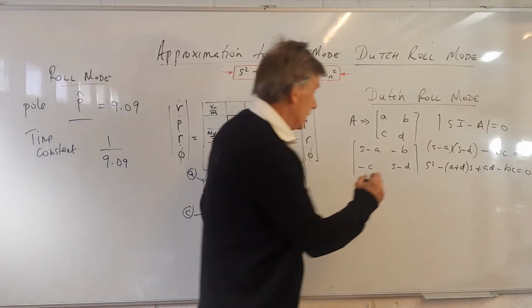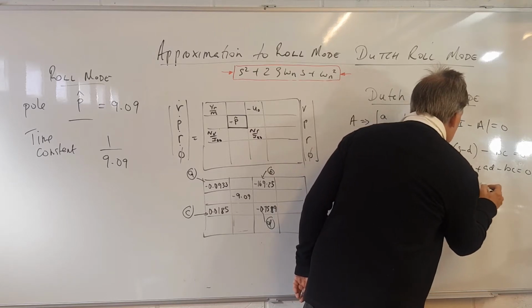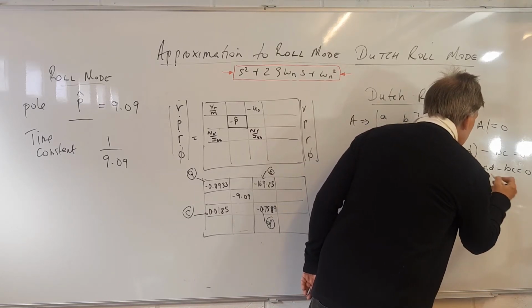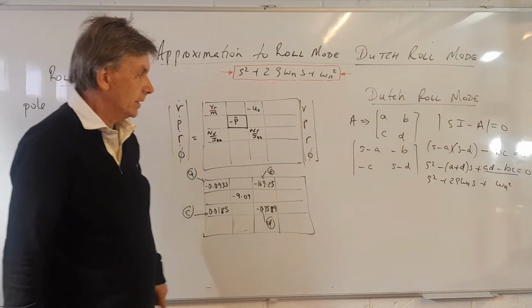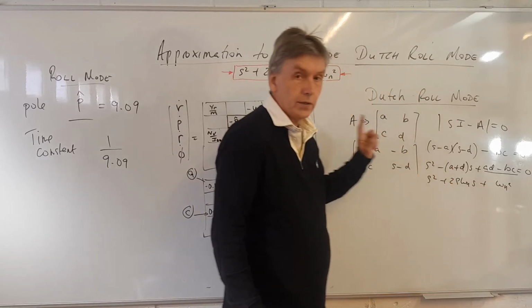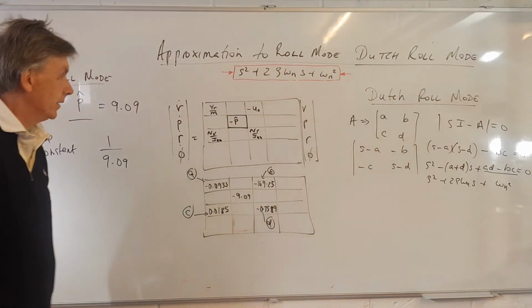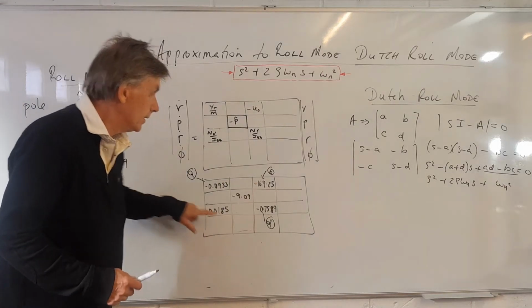This is the same as s squared plus 2 zeta omega n s plus omega n squared. All that term is the omega n squared. So we can then compare coefficients to get omega n, and compare coefficients to get the damping ratio. So we could do an example on this now, using these numbers here.